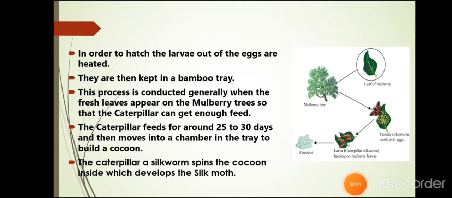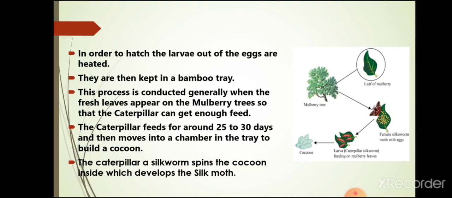Why is this process generally conducted when fresh leaves appear on the mulberry trees? Because caterpillars can get enough food, and they eat day and night and increase enormously in size. After that, larvae are kept in clean bamboo trays along with freshly chopped mulberry leaves.